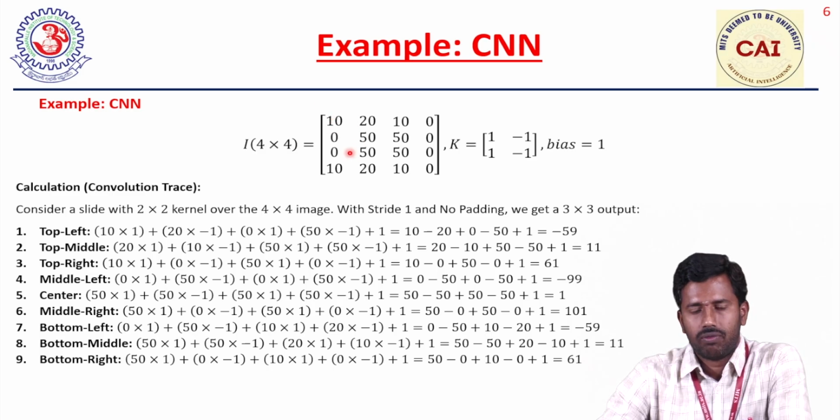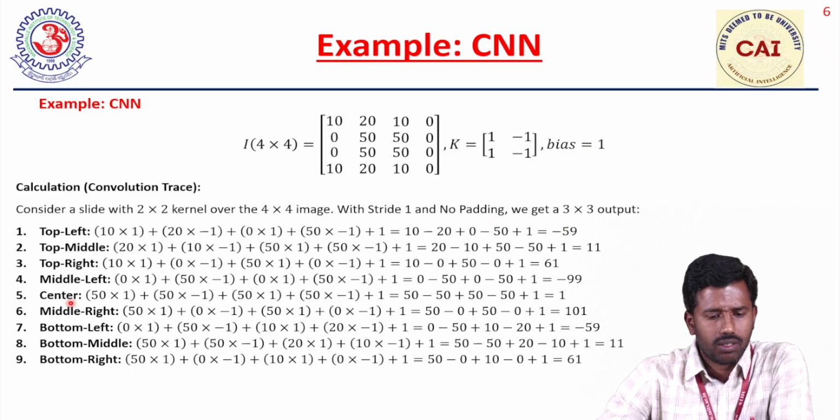Let us discuss the first one, nothing but the top left. Here you are multiplying the pixel values 10, 20, 0, 50 with the kernel weights 1, minus 1, 1, minus 1, along with adding the bias. So the final mathematical equation will be 10 into 1, 10; 20 into minus 1, minus 20; 0 into 1, 0; 50 into minus 1, minus 50. Adding the bias, you get the final result as minus 59.